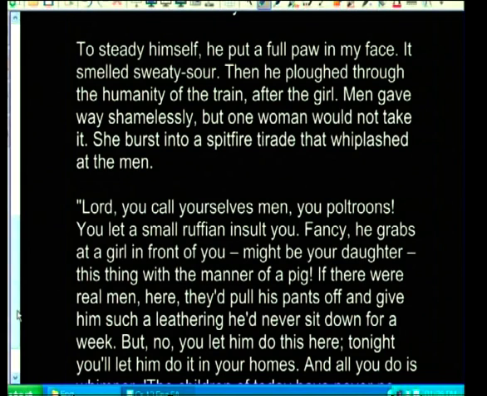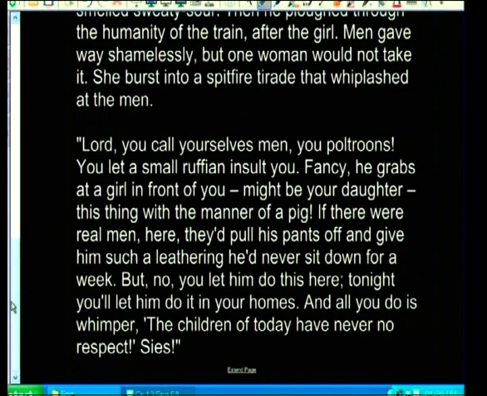Men gave way shamelessly, but one woman would not take it. She burst into a spitfire tirade that whiplashed at the men. Lord, you call yourselves men, you poltroons? You let a small ruffian insult you? Fancy, he grabs at a girl in front of you, might be your daughter. This thing with the manner of a pig. If they were real men, here they'd pull his pants off and give him such a leathering he'd never sit down for a week. But no, you let him do this here. Tonight you let him do it in your homes. And all you do is whimper. The children of today have never no respect.